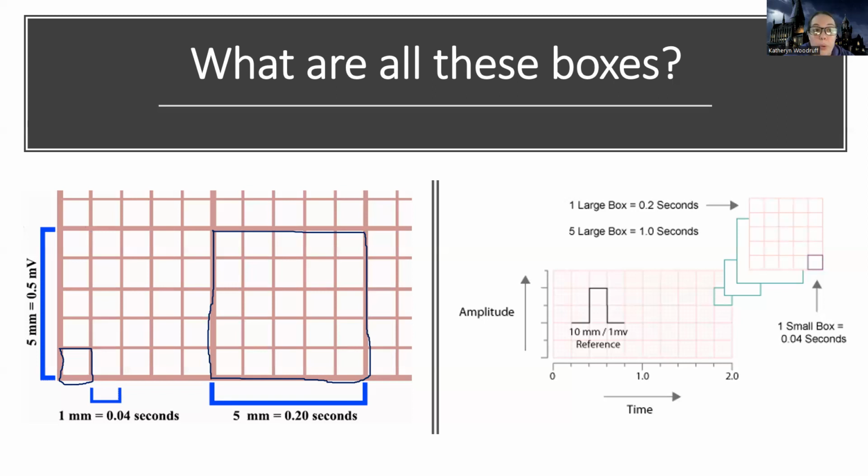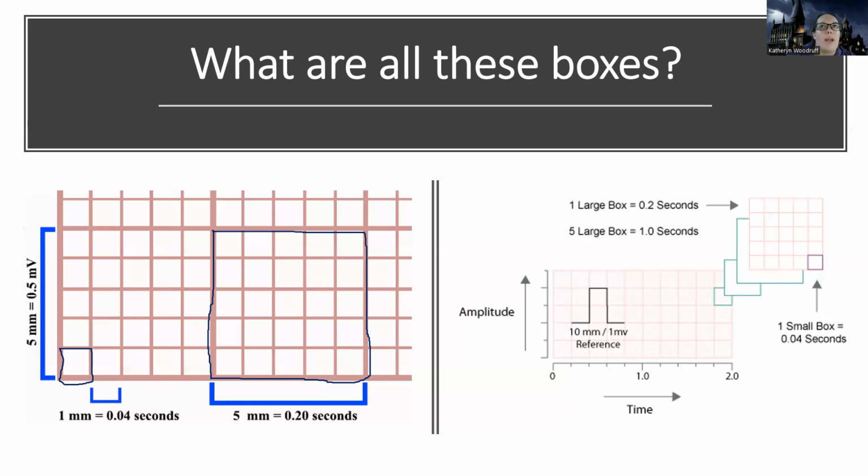So as a whole, what we want to know when it comes to these strips is that sometimes there's certain numbers or intervals or lengths of time that we need to know. So just know in the future, when you see me put one small box, I'm talking about one of these, and one small box is actually 0.04 seconds. I don't think I talk about small boxes that much. I talk about them a little bit, but I will talk about large boxes a few times, and that's about 0.20 seconds.